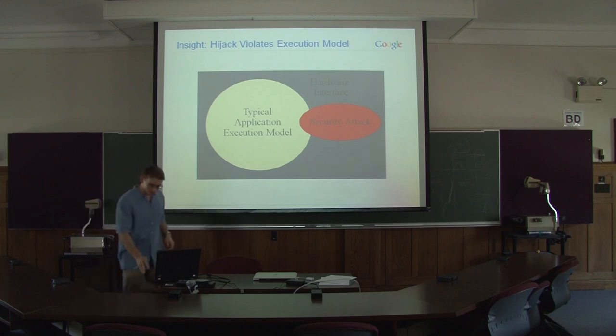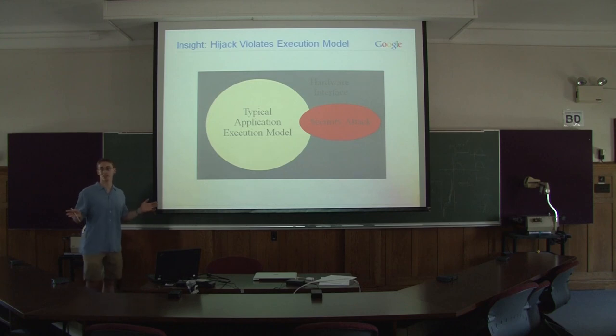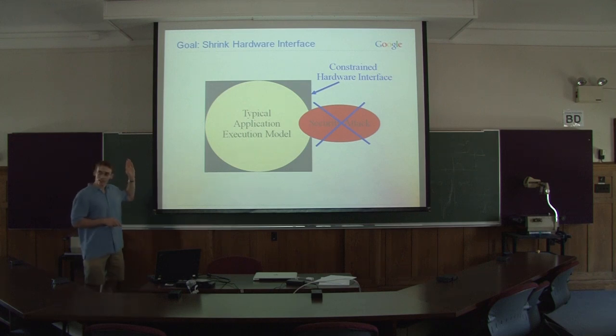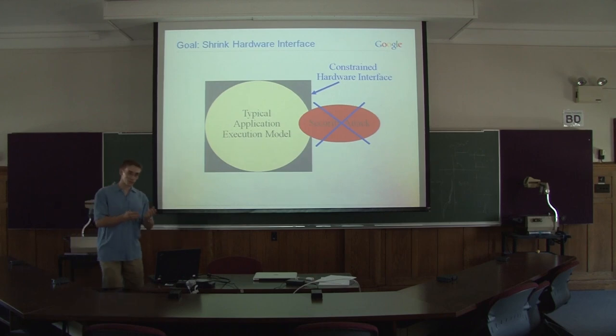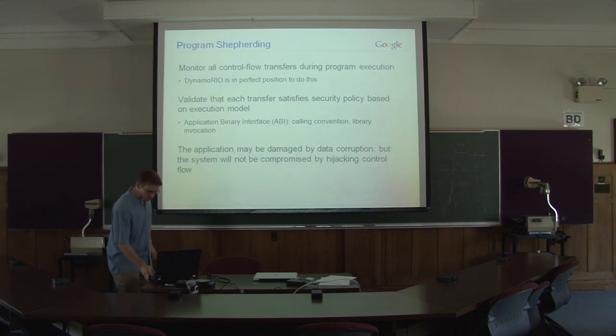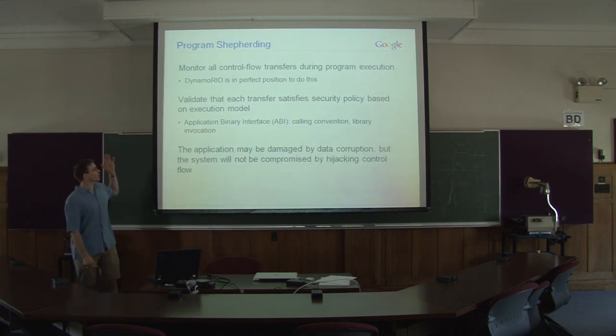So what we can do is use our software system here where we're seeing everything that happens. We're seeing all the branches, all the returns, and we can impose some constraints. We can try to really narrow the interface that the attacker can go after. So every time we see a return, we can make sure that it's going after a call. Right? It should never go anywhere else, except for certain exceptions in some weird programs.